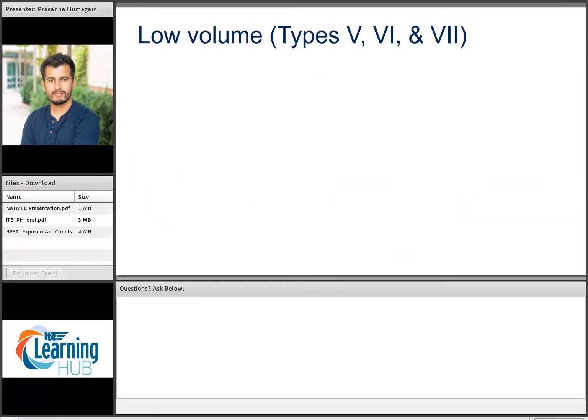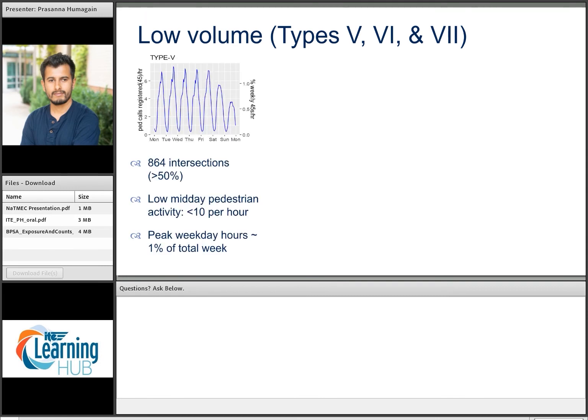Moving on to the third, the low volume ones, they show only very low pedestrian activity, less than 10 calls registered per hour. Type 5 looks similar to the previous medium and high volume ones. Most of the intersections, more than 50%, were in this category, which showed less than 10 pedestrian calls per hour, whereas the peak hours were about 1% of the total weekly volume.